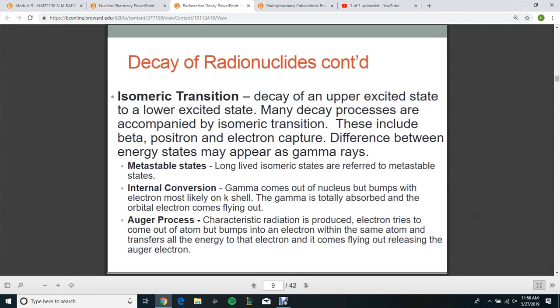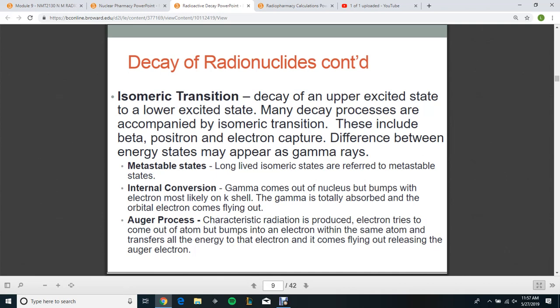Decay of radionuclides continued. Isomeric transition is the decay of an upper excited state to a lower excited state. Many decay processes are accompanied by isomeric transition. These include beta, positron, and electron capture. The difference between energy states may appear as gamma rays. Long-lived isomeric states are referred to as metastable states.